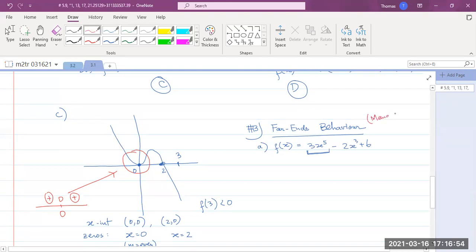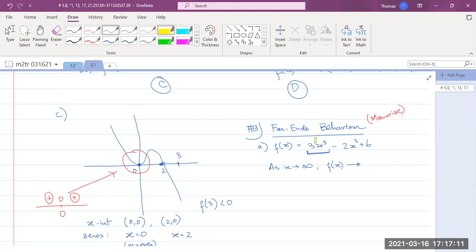Even though you can also work on that if you want. For example, as x goes to infinity, what will happen to f(x)? Now, when it comes to polynomials, the dominant term is the leading term. When x becomes very, very large, the contribution of the remaining terms becomes not significant. You only look at the leading term.